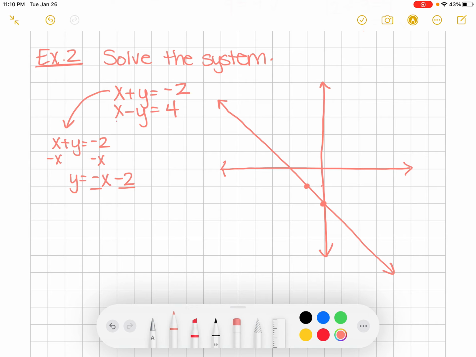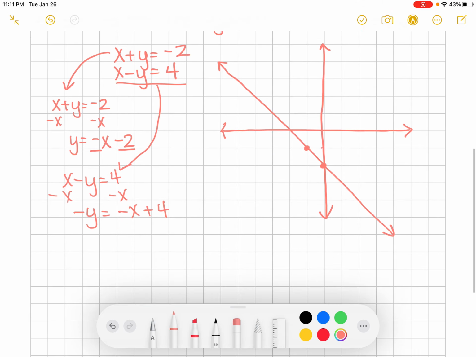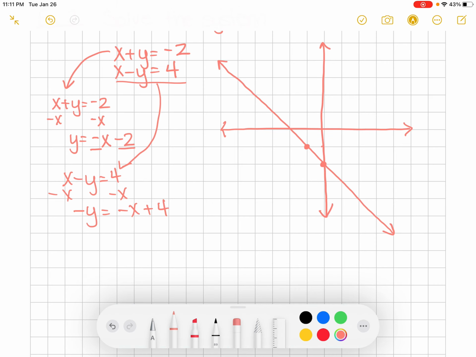Let's go ahead and take this second part and write it in slope-intercept form. So I'm going to rewrite it right here. And then I'm going to minus x on both sides. So I have negative y equals negative x plus 4. If you have a negative y, that means that it's a negative 1, right? So I'm going to divide by negative 1, and I'm going to divide everything by negative 1. So y equals positive x minus 4, or plus a negative 4.